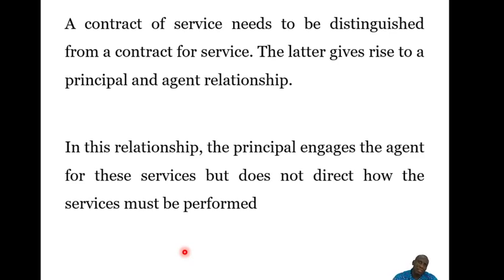Now, contract for service. A contract of service needs to be distinguished from a contract for service. The latter, that is the contract for service, gives rise to a principal and agent relationship. The former gives rise to what? Master-servant relationship. The employee is the servant. The employer is the master. But for contract for service, it gives rise to what? A principal and an agent relationship. In this relationship, the principal engages the agent for these services, but does not direct how the services must be performed.